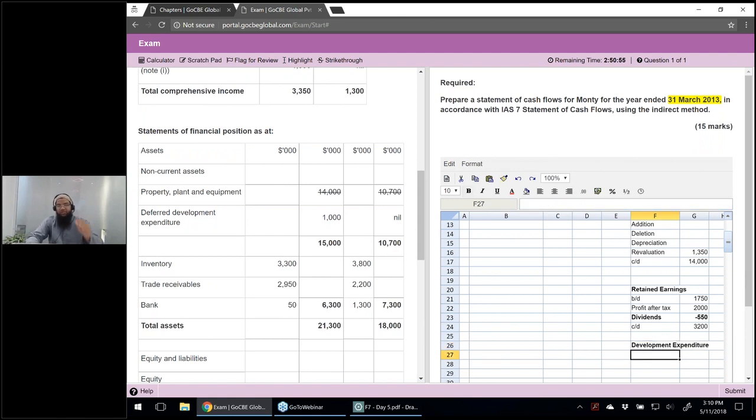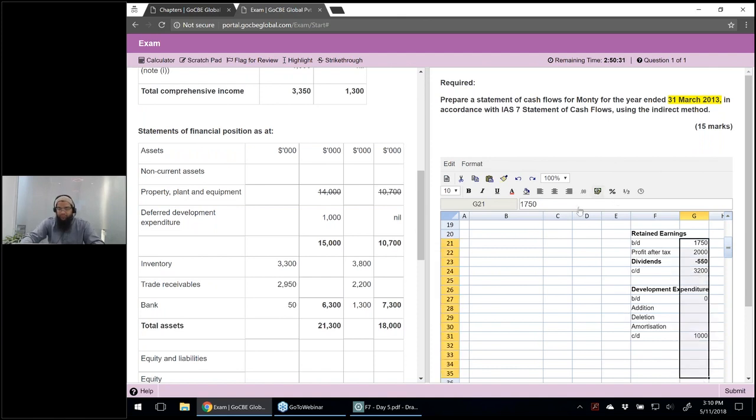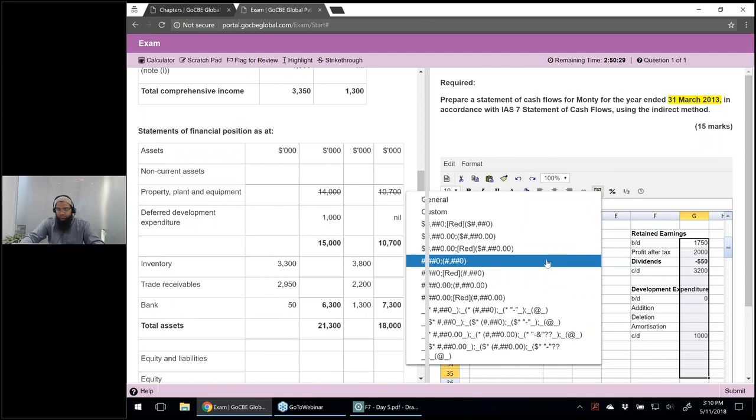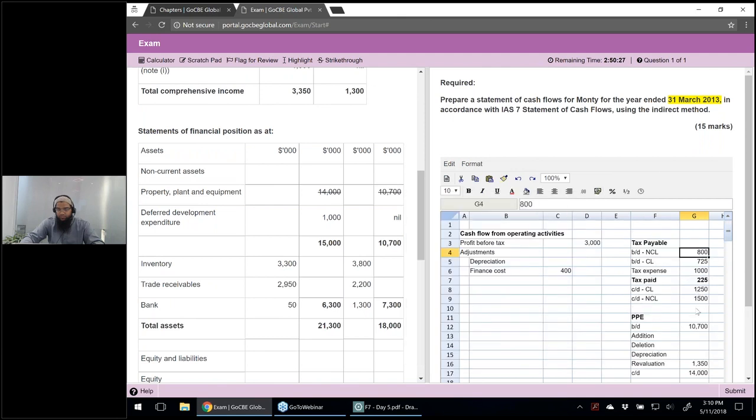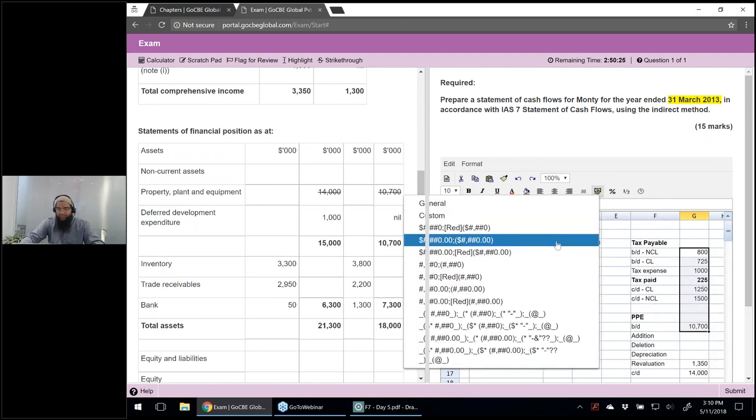We should know the reasons of movement of every item in the balance sheet. So we do not know what will be there, but we can say that there can be some addition, there can be some deletion, there can be some amortization, and then the carry down. These are the normal values which are possible. So zero in the brought down and 1000 in the carried down.